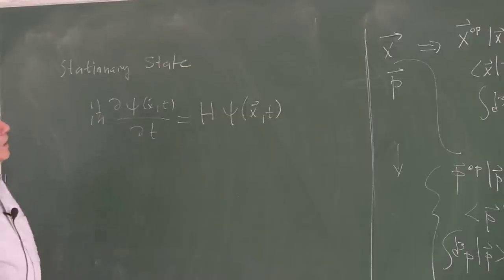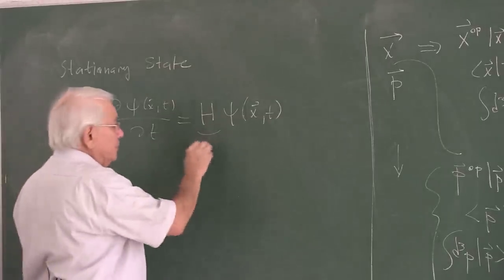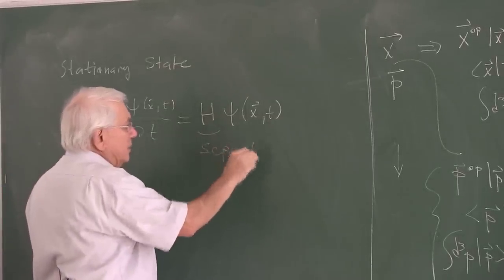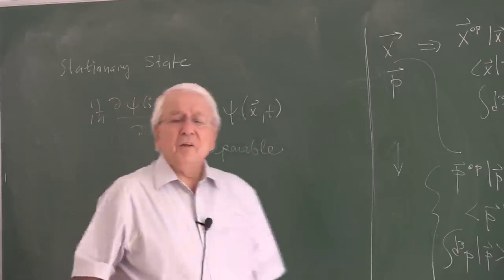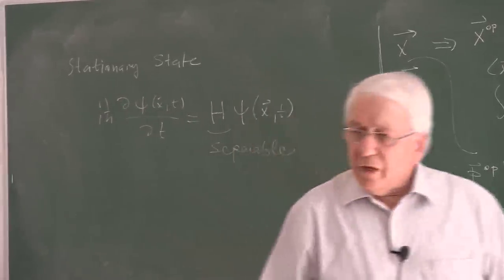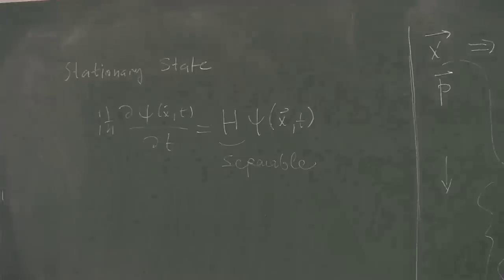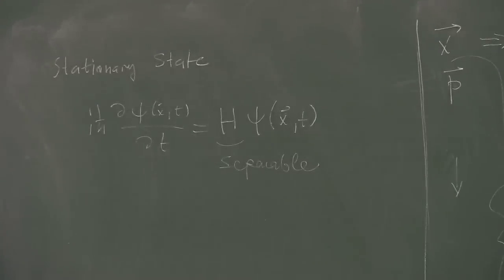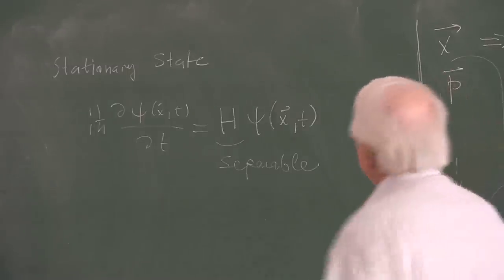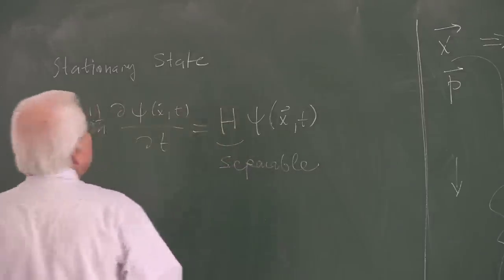Okay. Now, if this is separable, well, separability is guaranteed by the independence of the potential on time. If the potential is velocity-independent, if the Hamiltonian is composed of kinetic energy, which is a function of p, the momentum operator, p squared, plus a potential which is a function of x only, obviously mathematicians may have a half a page detailed proof of the separability. We accept their proof, we say it's separable. Then I can look for a solution of the following form.